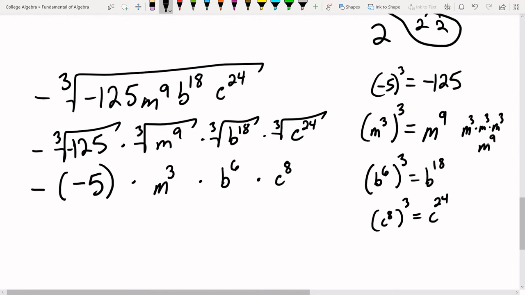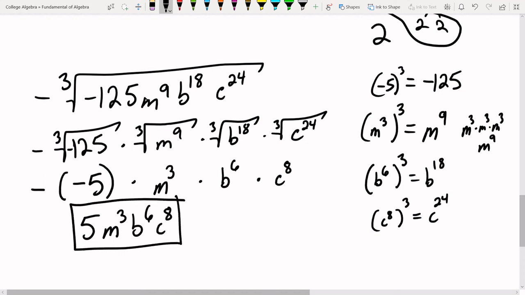Okay, we can simplify this a little bit. Negative 5m cubed, b to the 6th, and c to the 8th. All right, what we did here may be a little bit confusing. There are better ways of doing it, which I'll show later on. I just wanted you to think of it in this fashion, rather than using the strategies we can do later on, because it's just an interesting, different way of thinking about this problem.